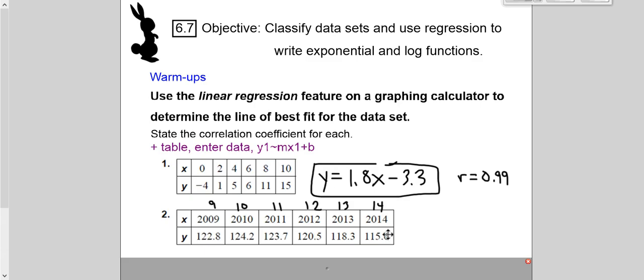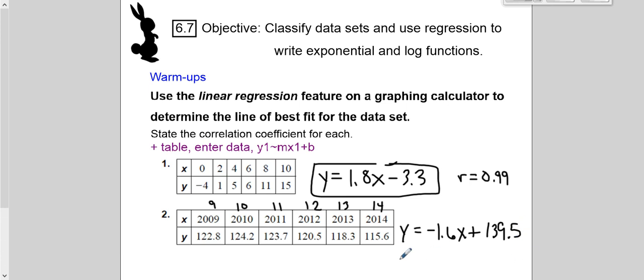So the equation is y equals negative 1.6x plus 139.5. The correlation coefficient was not as strong. It was a negative correlation. So as one thing increased, the other one decreased. Negative 0.8982.